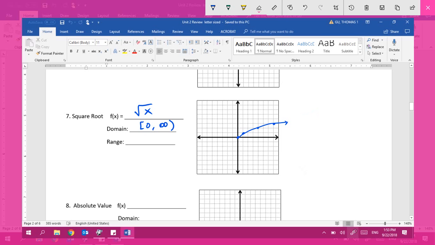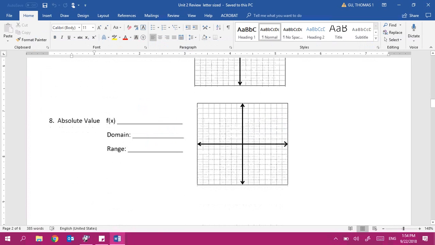All right, now for the range. The range starts at 0. We're talking about lowest point and highest point. 0. And it's going to go up forever. Slowly but surely it's going up forever. So that's going to be +infinity. And there you go.